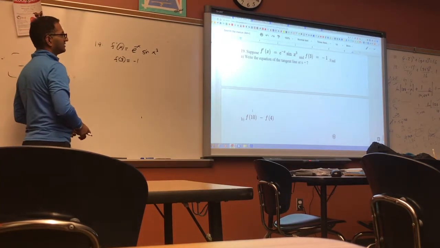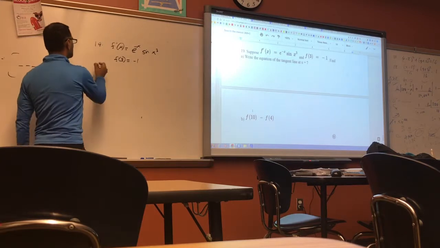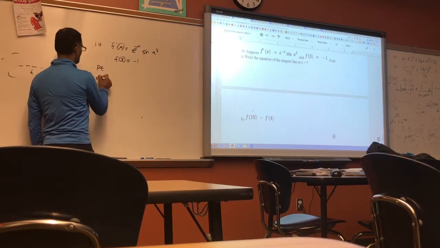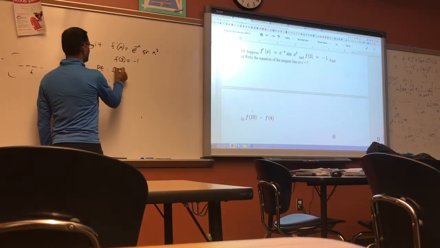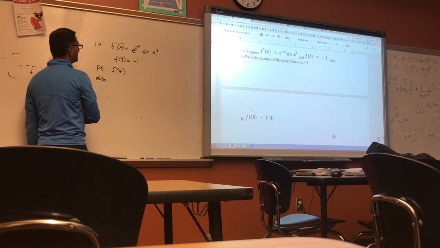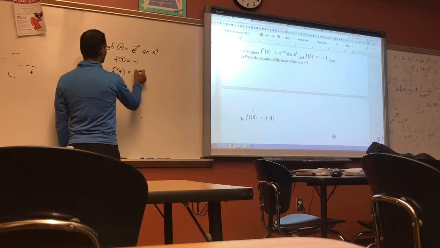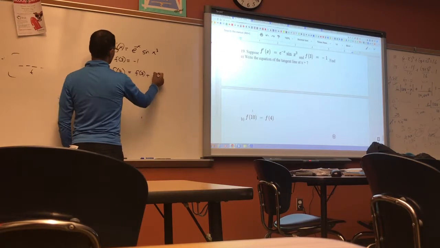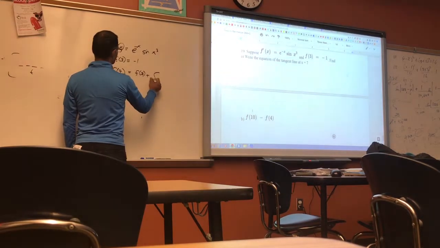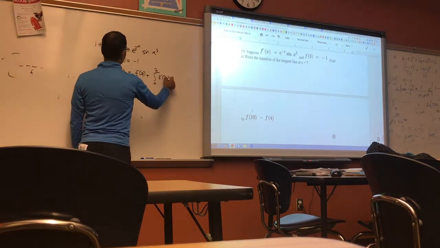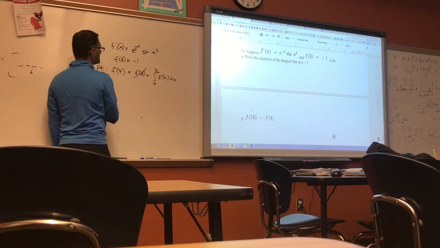So what do I need? Thank you. I need a point and a slope. So I need f of 7. Which smart will tell me what to do? Net change corollary: f of 3 plus the integral of f dash. And f of 3 is?